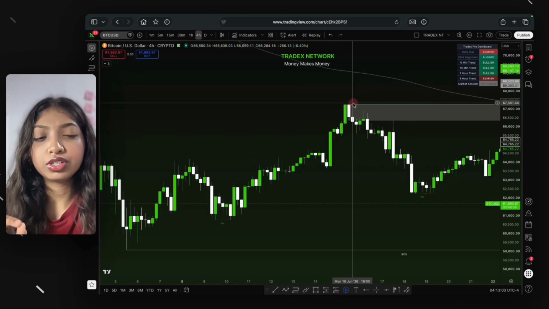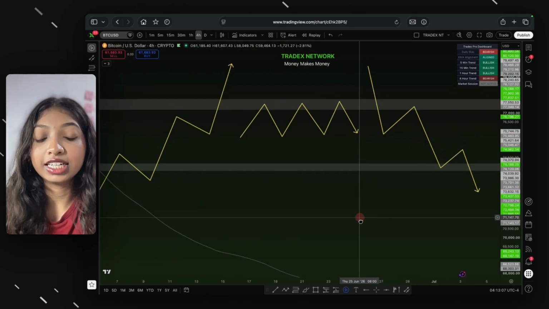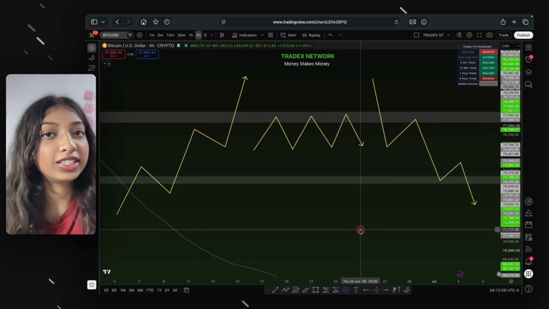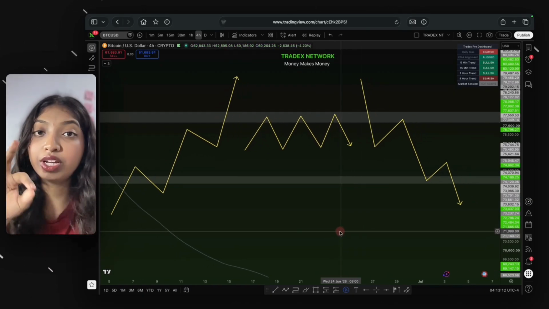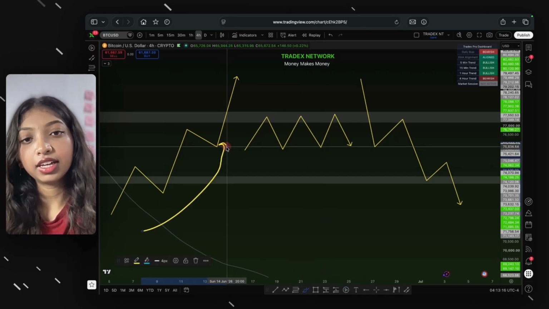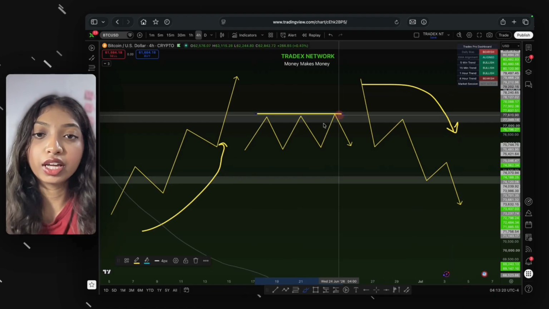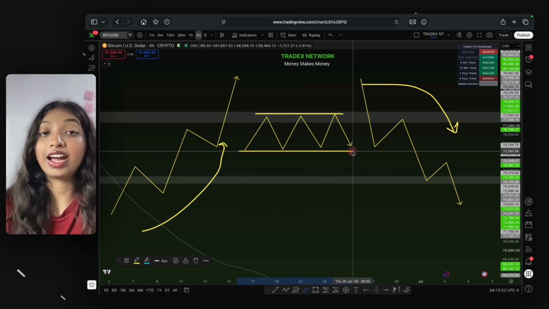So first, before you understand how to draw a trend line, you need to understand how many trends are actually in the market and how the market structure actually works. So firstly, there are 3 types of trends in market structure. First is the uptrend, second is the downtrend, and third is the range market, or a lot of us like to call it sideways market.